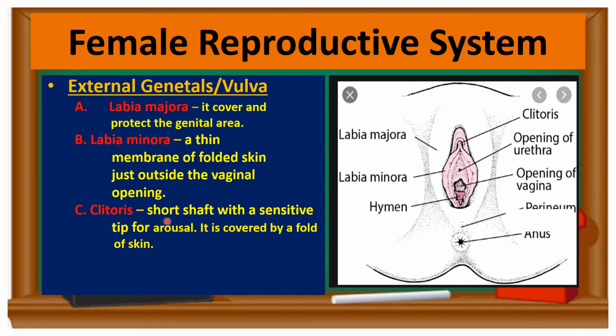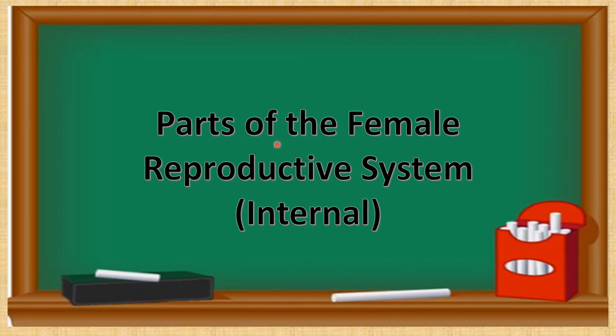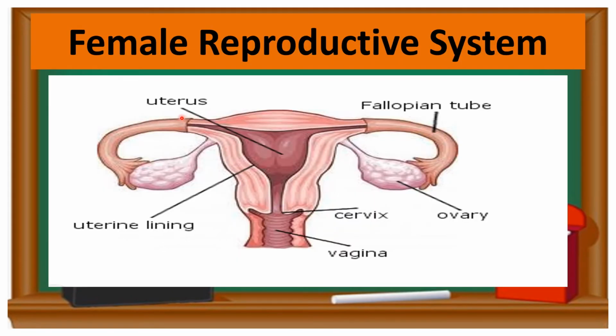Next will be your clitoris. So it's a short shaft with a sensitive tip for arousal. It is also covered by a folded skin. So this one is what you call your clitoris. So let us go now to the internal parts of your reproductive system. Okay. Some examples of your internal female reproductive system are your uterus, the uterine lining, which is your endometrium, the fallopian tube, ovary, cervix, and your vagina.